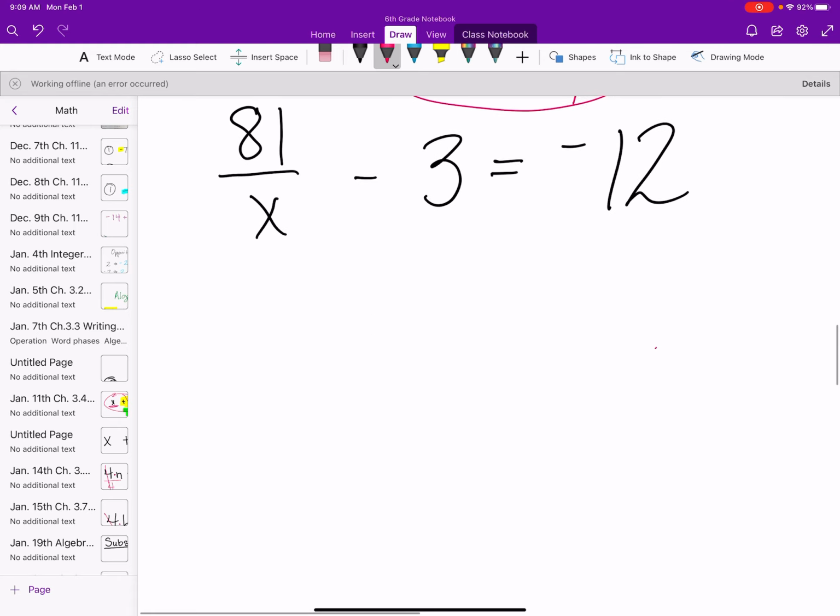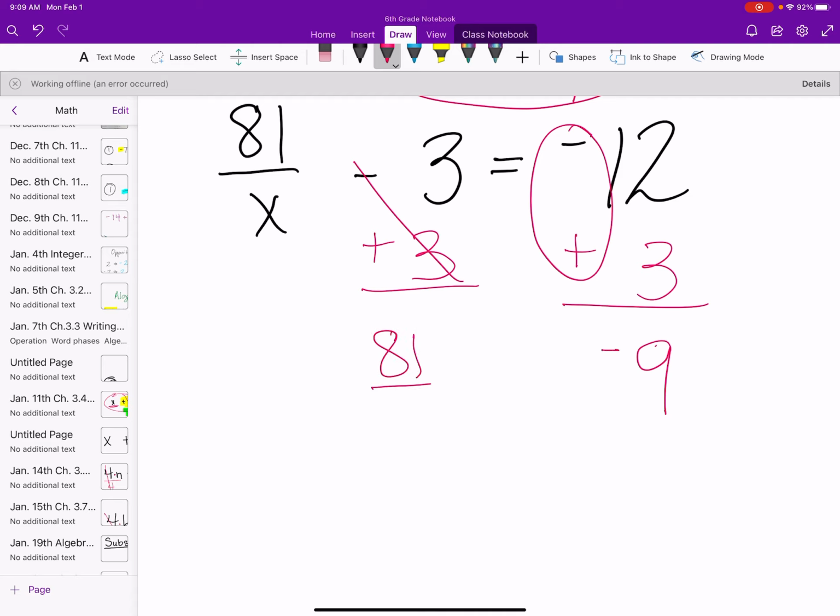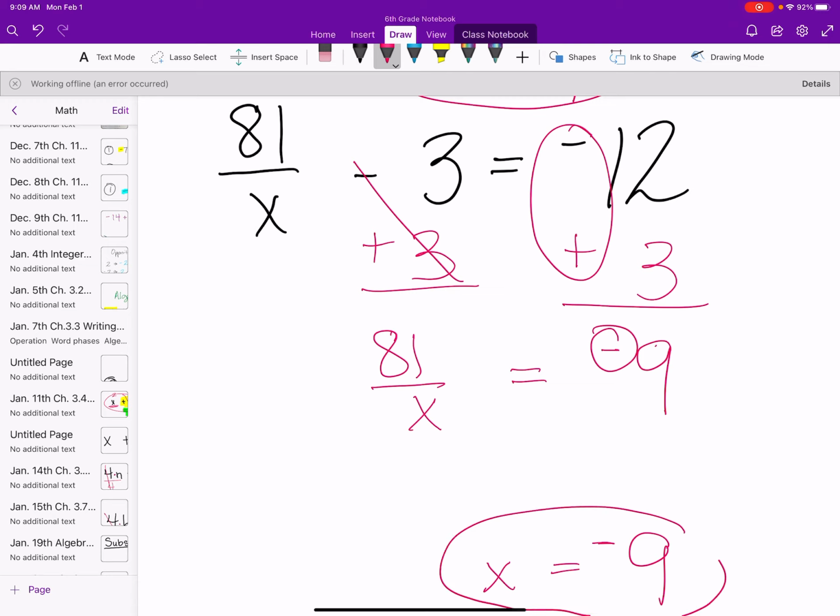Okay, another one, almost exactly like that one. Opposite of minus 3 is plus 3. Okay, these guys are opposite signs, meaning we subtract. 12 minus 3 is 9. 12 is our bigger number, meaning it's a negative 9. Now we have 81 divided by something gets us a negative 9. 81 divided by what gets us 9? Well, that's 9. Because we had one negative in our equation, we have one negative in our answer. So x is equal to negative 9.